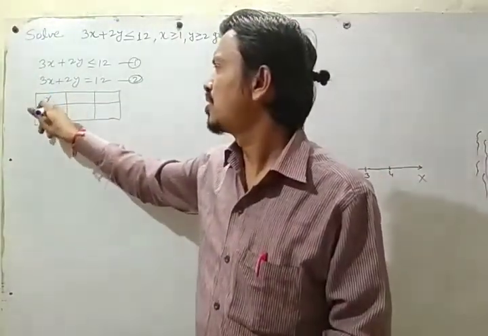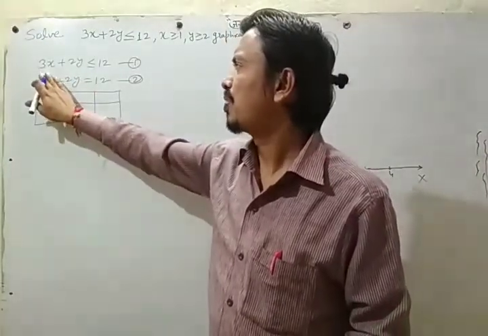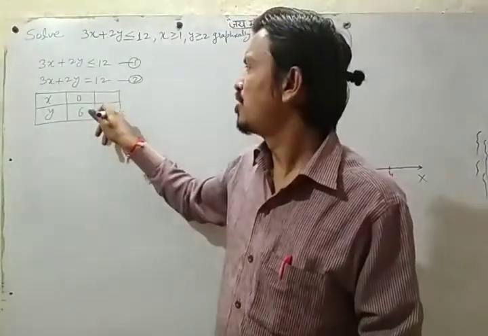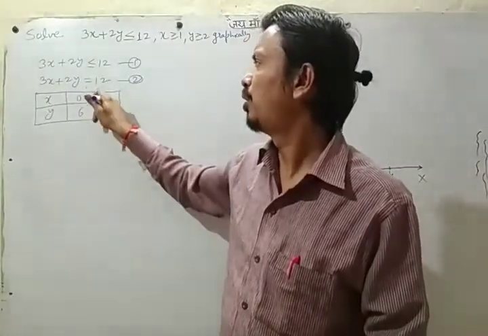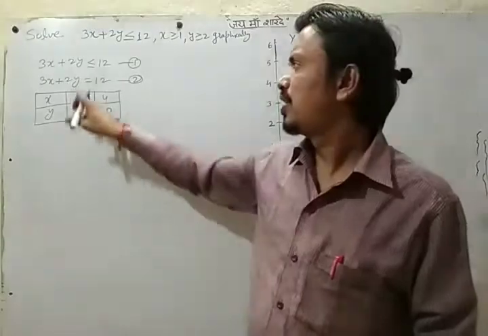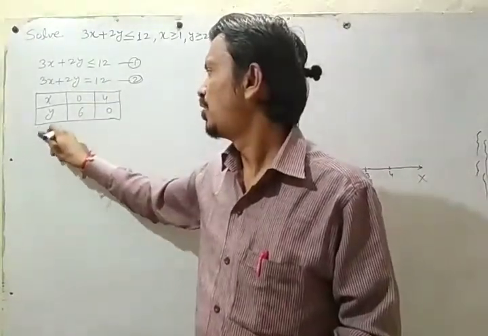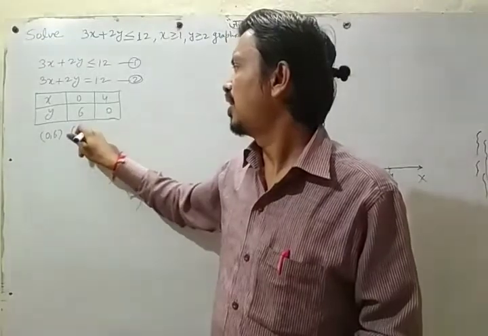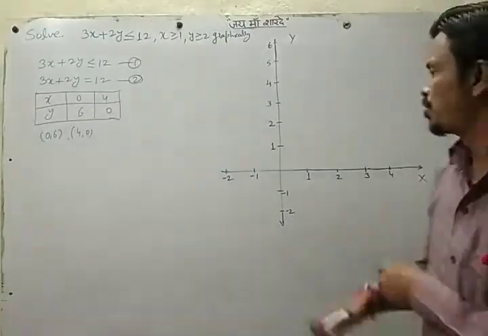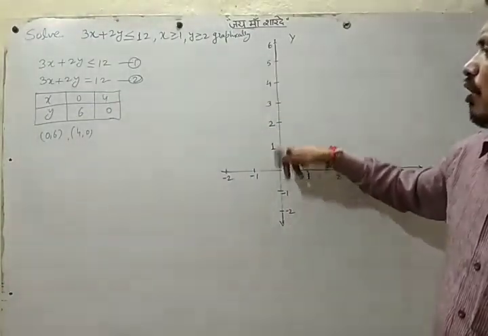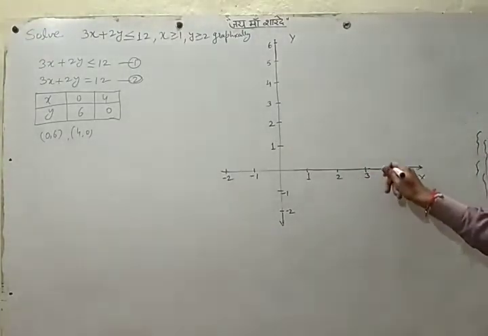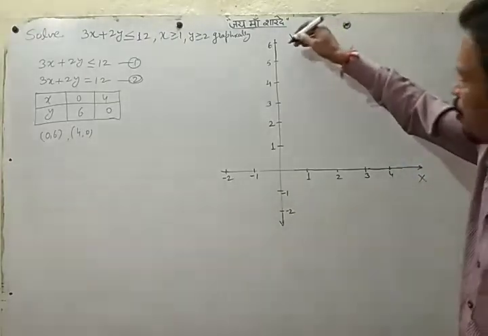One simple process: put x equal to 0, then 2y equals 12, so y will be 6. When y is 0, 3x is equal to 12, so x will be 4. So (0, 6) and (4, 0) are solutions of this equation. This line will pass through (0, 6) and (4, 0). Where are these points? (0, 6) is on the y axis, and (4, 0) is on the x axis. We join these two points.